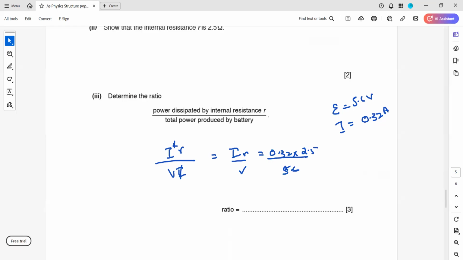What's the final ratio? 0.14. Or you can write it as a fraction as well, 1 is to 7. You can write the ratio as 0.14 as a decimal, or you can write 1 is to 7. Both ways are correct.